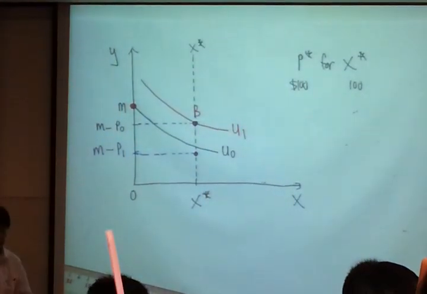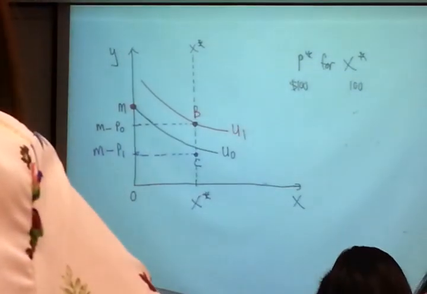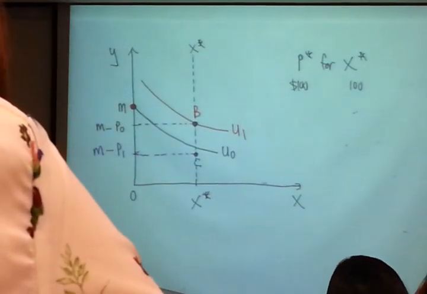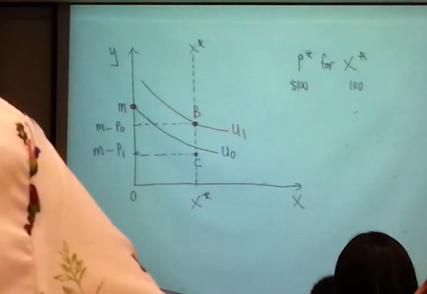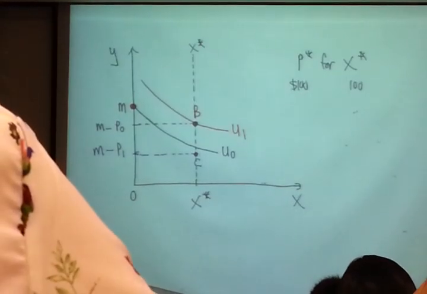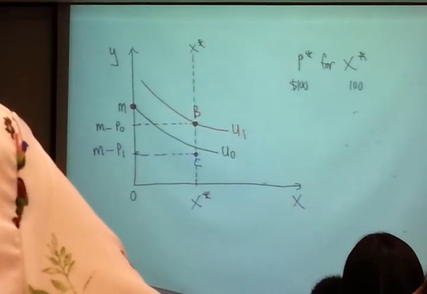So you'll get point C. You all agree or not? You will get bundle C. You will get X star, but remaining income is M minus P1. Will you buy it? You charge him P1, will he buy? He will not buy. How do you know? Now why do you say he will not buy?